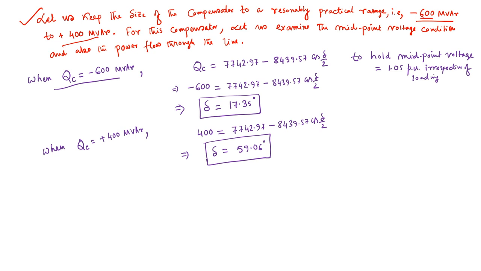Now, we get a value of delta corresponding to QC equal to minus 600, and a value of delta corresponding to QC equal to plus 400. Within these two values of delta, it is assumed that the compensator can provide any compensation required. As I said, this delta is the load angle. Delta is the angular difference of the voltage between the sending end voltage and the receiving end voltage, and it is because of the angular difference that the power flows. So, power flow is basically controlled or changed by the variation of delta. That is why we call this delta the load angle.